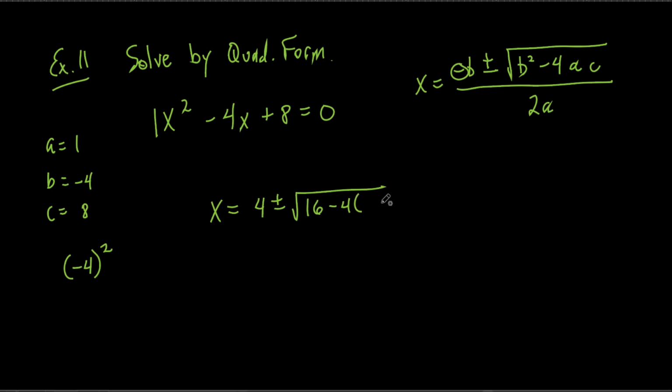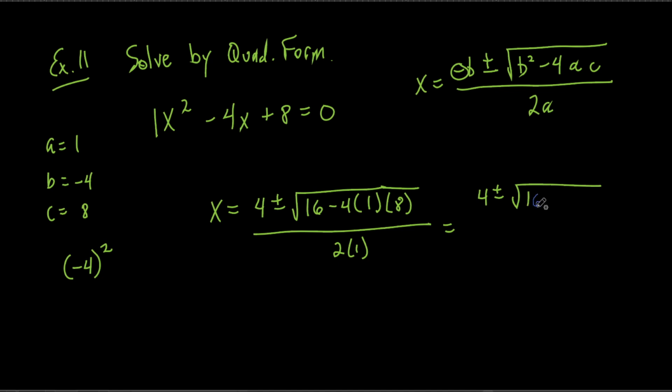Minus 4 times a, which is 1, times c, which is 8. Let's extend that a little bit. Over 2 times a, or 2 times 1. Okay? Everybody with me? Thank you. All right, now we just simplify this and figure out what it is. So it's just arithmetic. If you wanted to use a calculator, I guess you could, but this works out kind of nice. So this is 16 minus 4 times 1 times 8. What's 4 times 8? 32, over 2 times 1, which is 2.